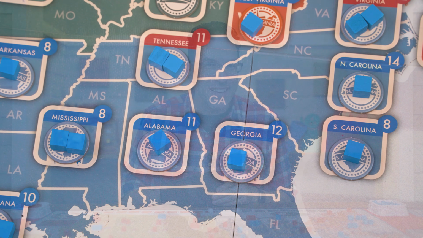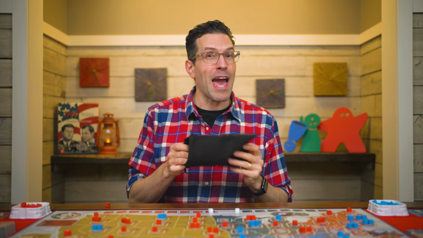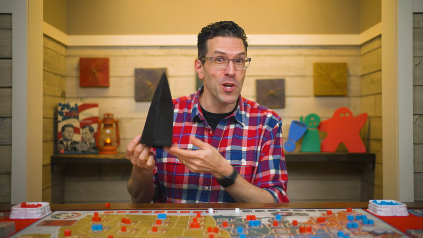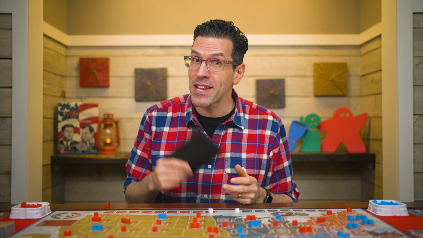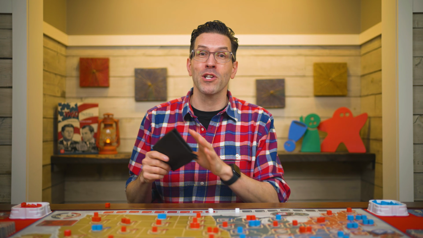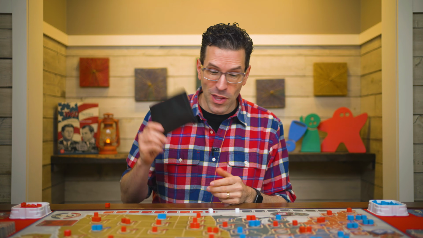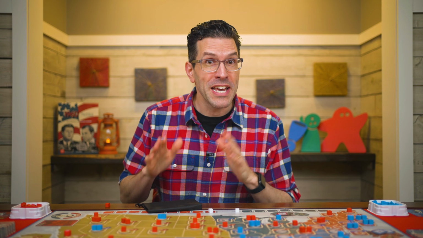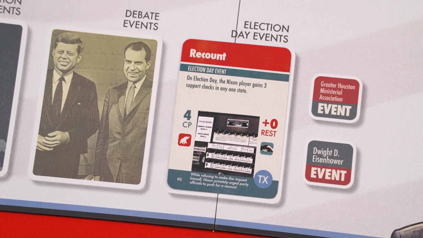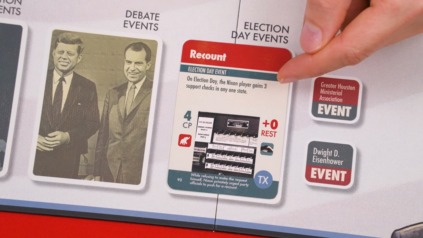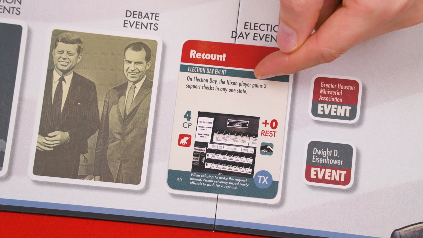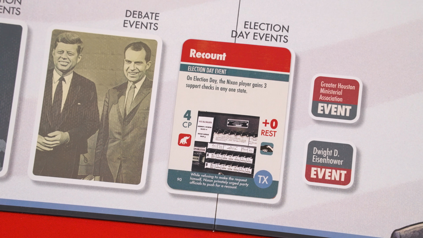Secondly, if the political capital bag runs out of cubes during this step, it is not refilled. And that means a player may not be able to perform all the support checks they're owed. And that's certainly one of the reasons why you'll want to go first in this turn. Once this step is complete, you now collect any election day events from this area of the board and resolve them in the order chosen by the player who has the initiative.